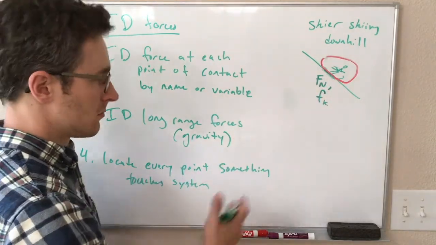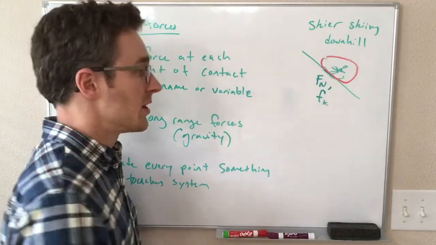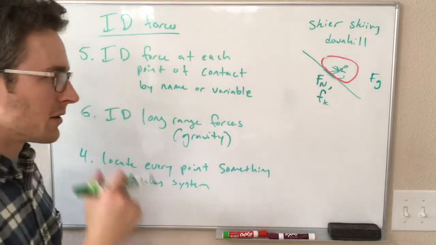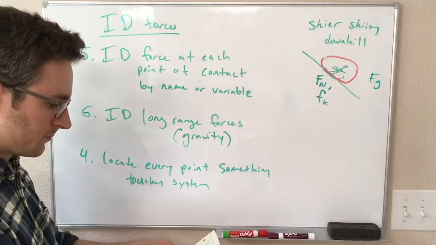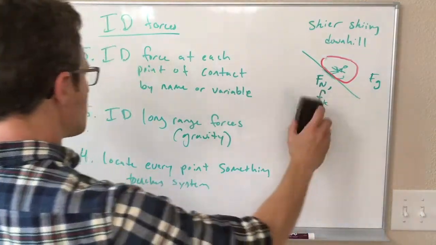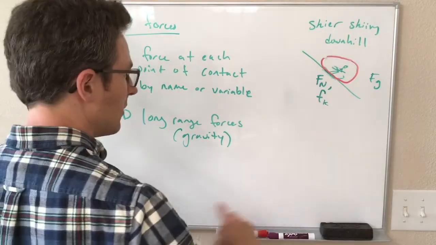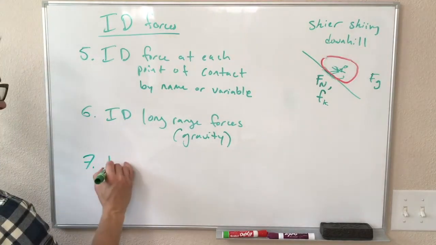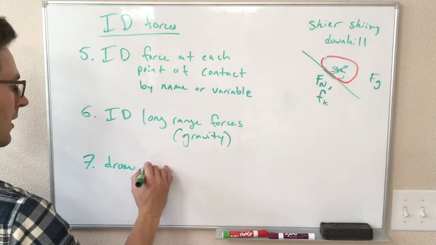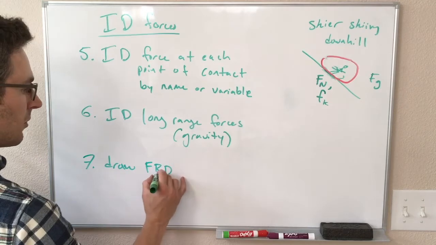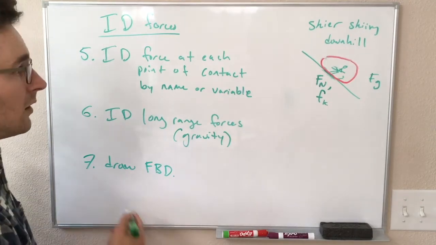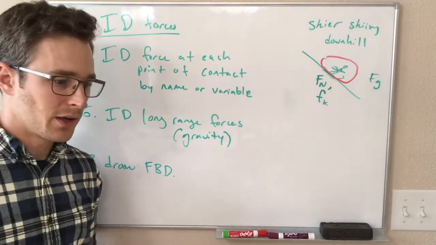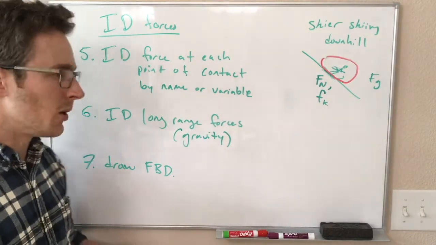In this case, do we have gravity on the skier? Yes, we do, so maybe we'll write Fg floating off in space to remind us that there is gravity also. And then, from what we have done, we can be confident that we have found all the forces, and step 7 is to draw a free body diagram. So then with that, we can do things like find the components of the forces and combine them to find net forces, and so on.